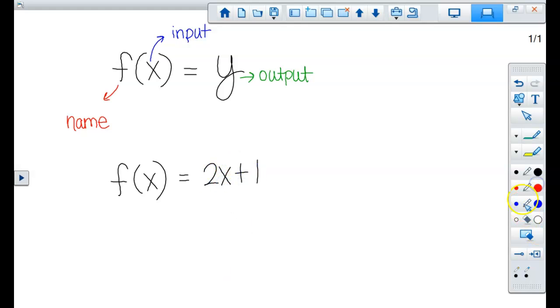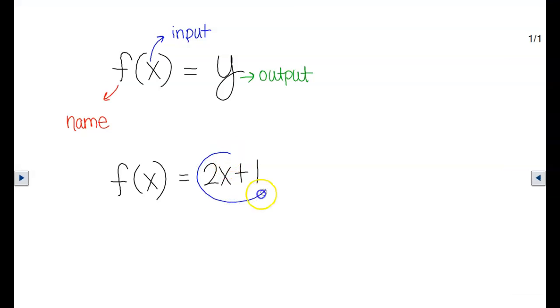So now, again here, that f is the name of the function, that x is the input, but now what we see over here is actually the function's rule. And that function rule tells us how x and y will get connected. So this tells us that in this particular function, you'll do 2 times the input, which is x, and add 1, and that's how that y value will be produced.